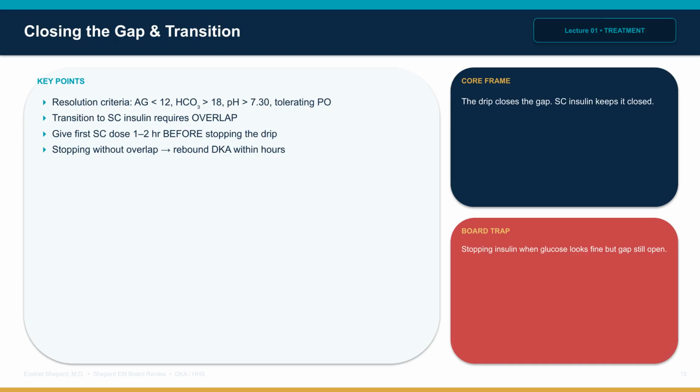The transition requires overlap, however. Give the first sub-Q insulin dose at least 1 to 2 hours before stopping the drip. Stopping the drip prematurely leads to rebound DKA within just a couple hours. The board trap is stopping insulin when glucose normalizes, but the gap is still wide open.